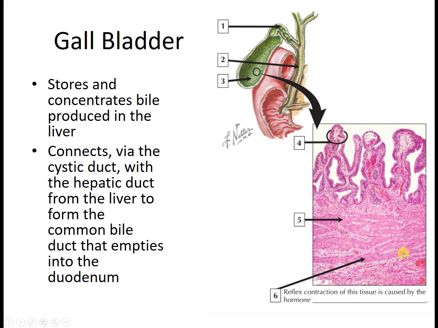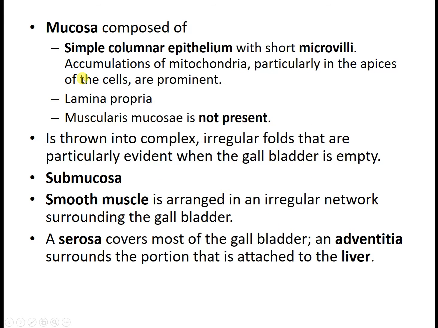Here we have a very thick muscular layer, and this muscular layer is arranged very well, but it looks like an irregular network that surrounds the gallbladder. You see. So let's go step by step. Mucosa: simple columnar epithelium with short microvilli. We understand it. Lamina propria, same as everywhere. Muscularis mucosa is not present.